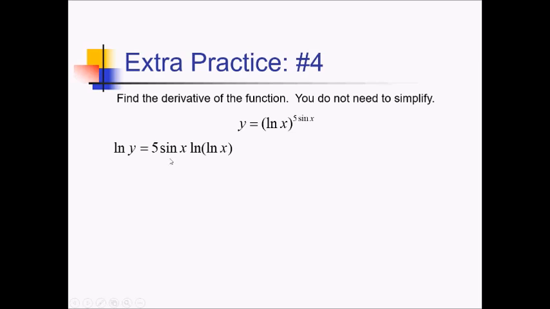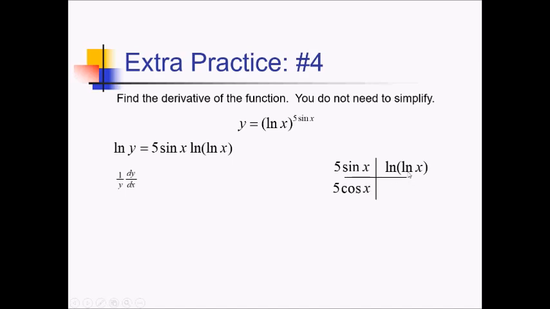Next, let me implicitly differentiate. So we've got 1 over y on the left, dy over dx, because y is an inner function of x in this case. On the right side, I need the product rule, so let me set up the box and ribbon. I've got factors of 5 sine x and ln of x. 5 sine derivative is going to be 5 times cosine of x.